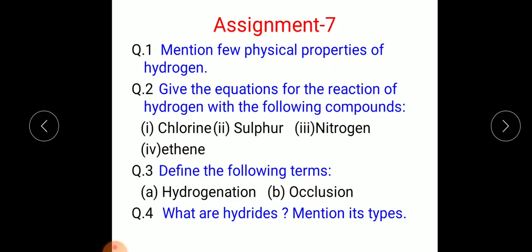Now, finally, the assignment for today, assignment number 7. Question number 1, mention a few physical properties of hydrogen. Question number 2, give the equations for the reaction of hydrogen with the following compounds. So you have to give the chemical equations or reactions. Question number 3, define the following terms: A, hydrogenation and B, alcoholism. And question number 4, what are hydrides and mention their types. So complete this assignment and send it to my mail.